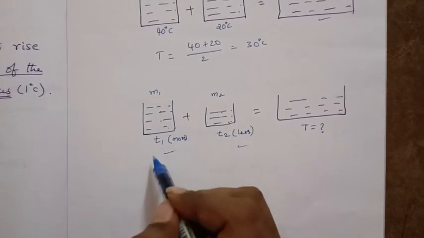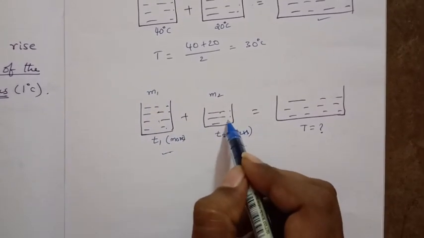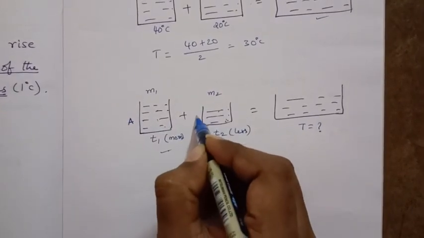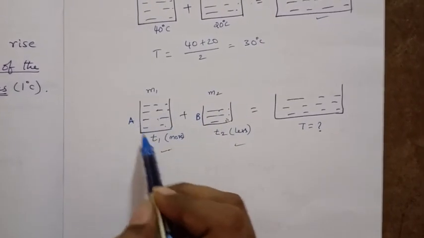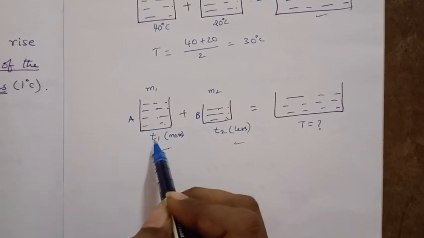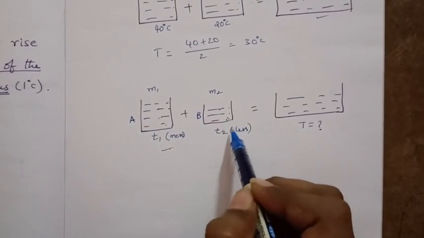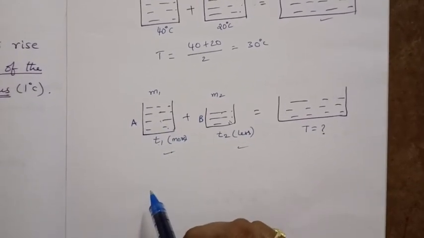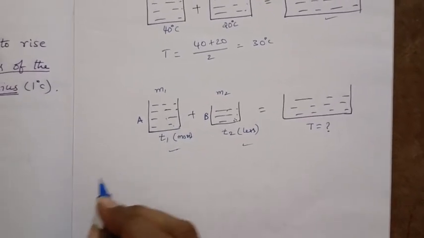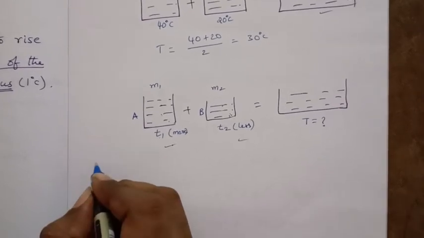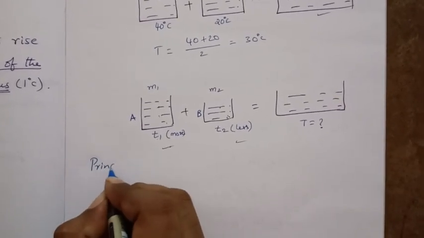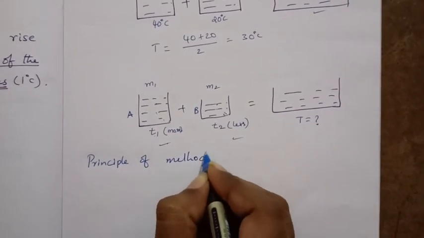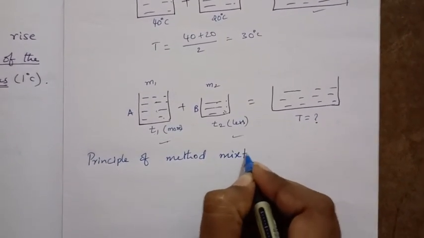The amount of heat whatever it is losing will be gained by the second liquid. For example, A and B, to avoid confusion. A will lose heat energy because it has more temperature. B will gain the same amount that A loses. That can be explained by the principle of method of mixtures.